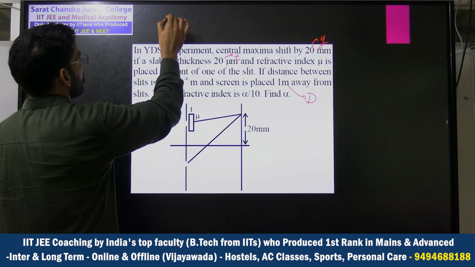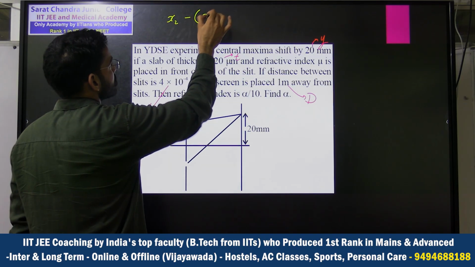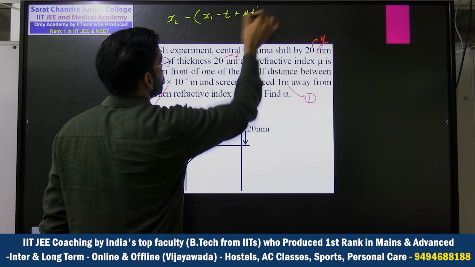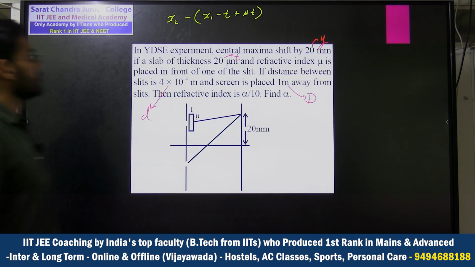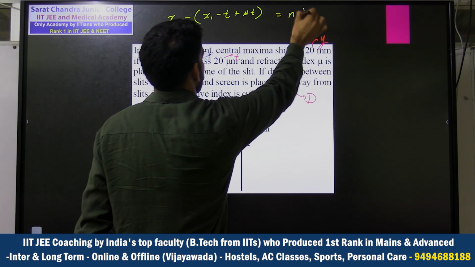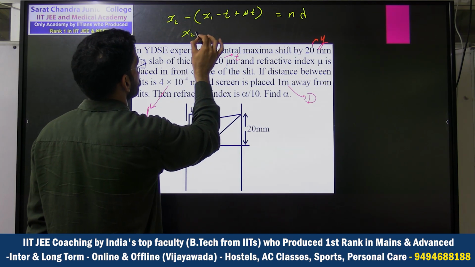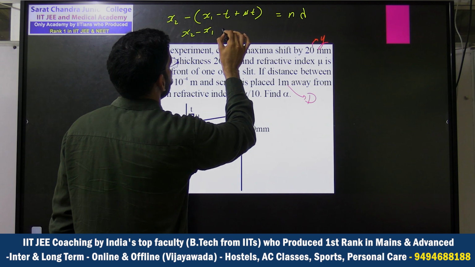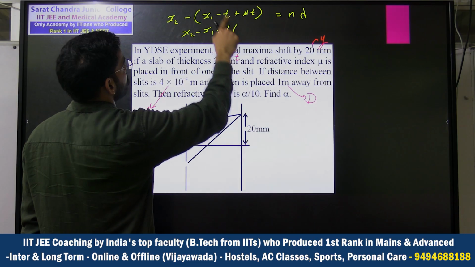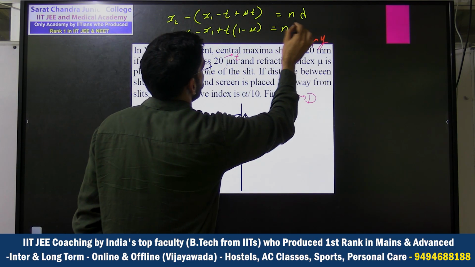For any point we can say x2 minus x1, but instead of x1 we have to write that x1 distance, and here there will be minus t plus mu t, this is the path difference. Got it? x2 minus x1 minus t plus mu t is equal to n lambda, path difference. If you take t common, this is minus t plus mu t, so 1 minus mu, actually here minus comes, equals n lambda.